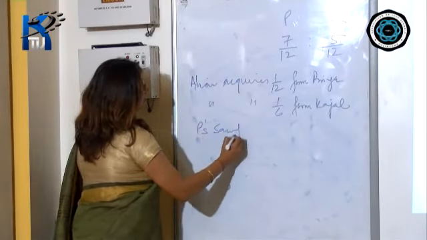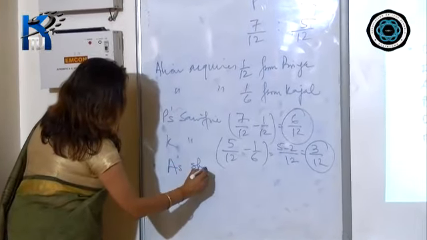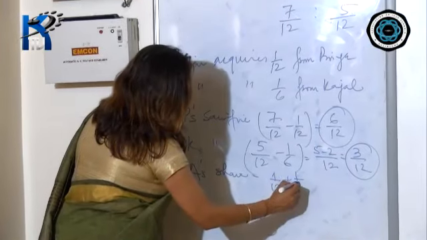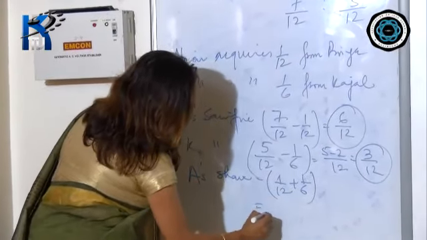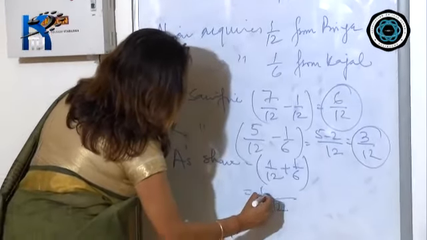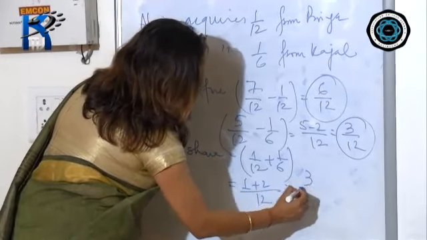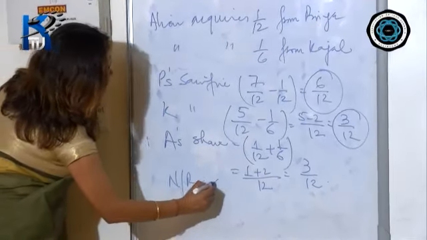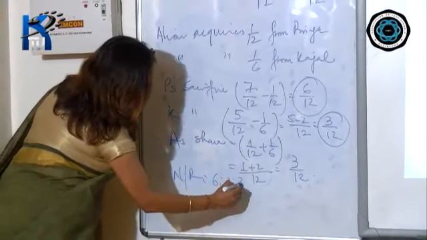And what about Alia? Alia's share will be whatever Priya and Kajal have sacrificed, which is 1/12 plus 1/6. If we calculate this, we get 1 plus 2, which makes it 3/12. Therefore, the new ratio is 6:3:3 or 2:1:1. So this will be the new ratio.